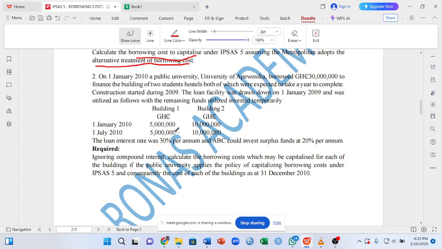On 1st January 2010, a public university, University of Aposika, borrowed 30 million to finance the building of two students' hostels, both of which were expected to take a year to complete. Construction started during 2009. The loan facility was drawn down on 1st January 2009 and was utilized as follows, with the remaining funds invested temporarily. The loan interest rate was 30% per annum and ABC would invest surplus funds at 20% per annum. Required: ignoring compound interest, calculate the borrowing cost which may be capitalized for each of the buildings, if the public university applies the policy of capitalizing borrowing costs under IPSAS 5, and consequently the costs of each of the buildings as at 31st December 2010.